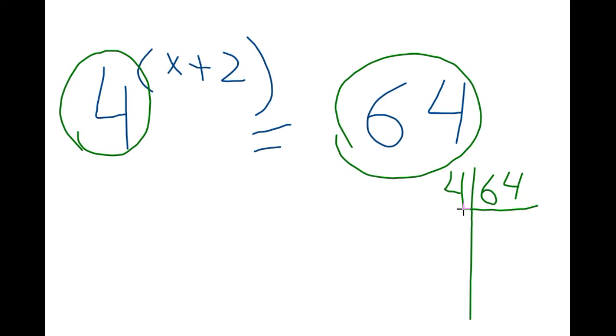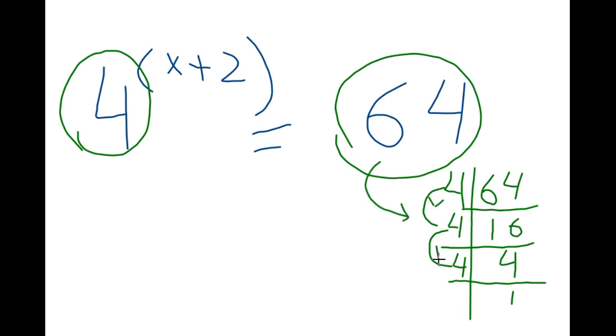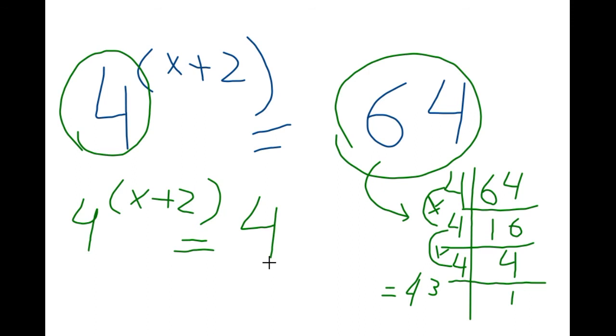4, how many are 64? 4 1s are 4, 4 4s are 16, again 4, how many are 16? 4 4s are 16, 4 1 is 4. So that means 4 times 4 times 4 is equal to 64. So 4 to the power of 3 is equal to 64. So here we get 4 to the power of x plus 2 is equal to 4 to the power of 3.